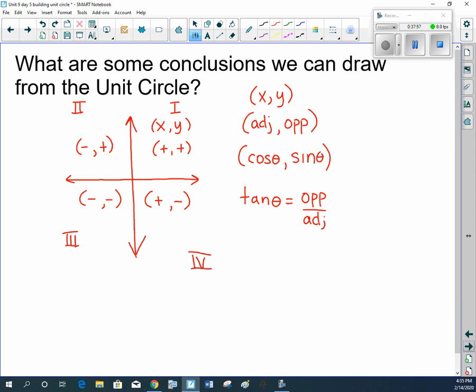So since we're working with points and all of these are synonymous, I could actually write tangent theta as y over x, or I could also write it as sine theta over cosine theta. That's a trig identity. Tangent theta is equal to sine divided by cosine. So we know the opposite over adjacent side, but we could extend that to y over x or sine over cosine. So any point that's on your unit circle, you can use that ordered pair to find all 6 trig functions. Well, then how do I find the other trig functions?